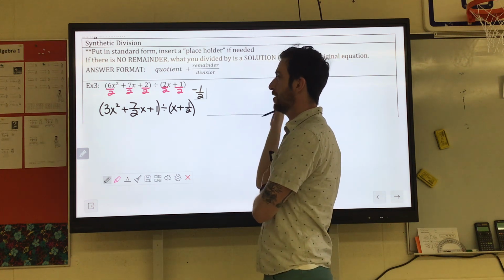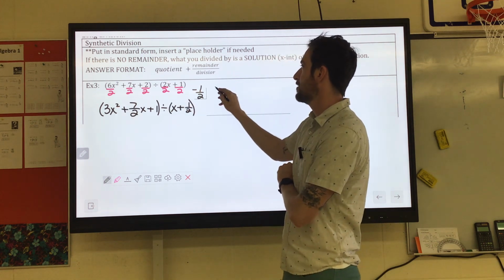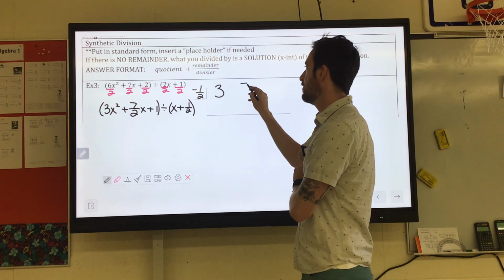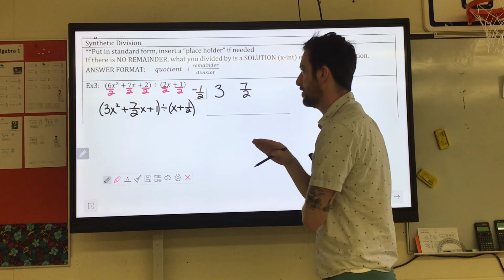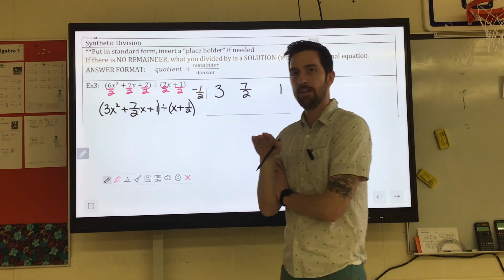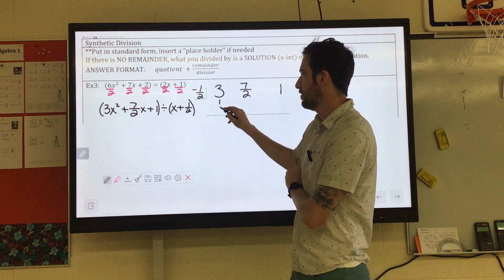Across the top here, I'm just going to write the coefficients. So it's 3x to the second power. So we just write the 3. It is 7/2 x, or 3.5. We don't need to write the x, just the number. And then it's the plus 1. We're set up and ready to go. Here's what we're going to do every time. You bring the first digit straight down.